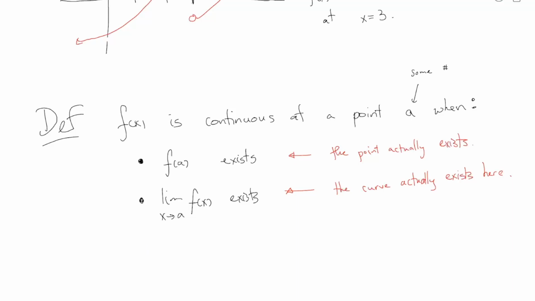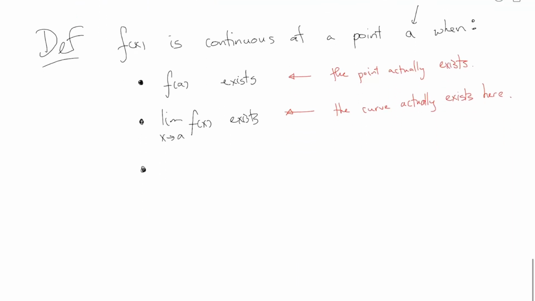The first thing means the point exists. The second thing means the curve exists. And the third thing says where the point is the same as where the curve goes. And that is just f of a equals lim x goes to a of f of x. Where the point goes is the same place as where the curve is going. Everything is where you want it to be. The point is actually on the line. It's not somewhere else. So that's my interpretation of this. The point is on the curve. It actually sits on the curve rather than being displaced somewhere else.